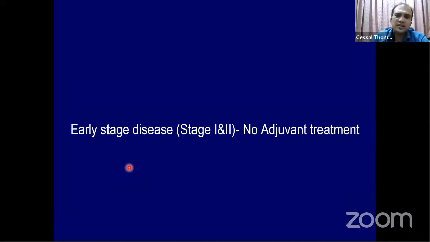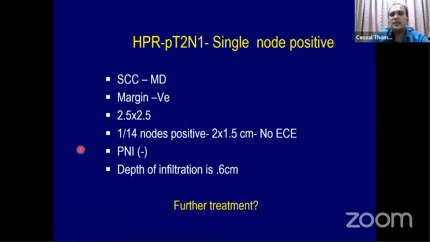And if the patient has a single node positive disease, and clinically it is T2N0, and it ends up with a single node positive, how do you stage the disease? It's not an early disease. Single node positive disease is stage 3. That's one of the important things you have to bear in mind.